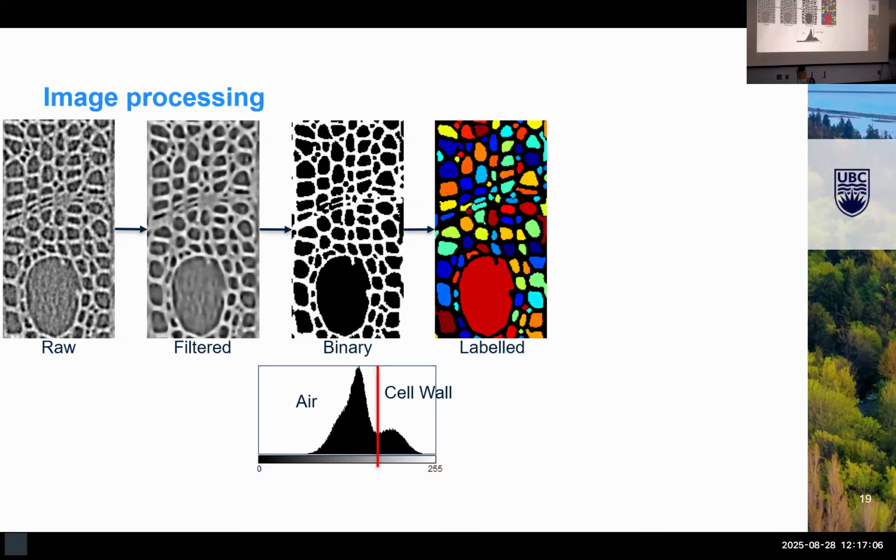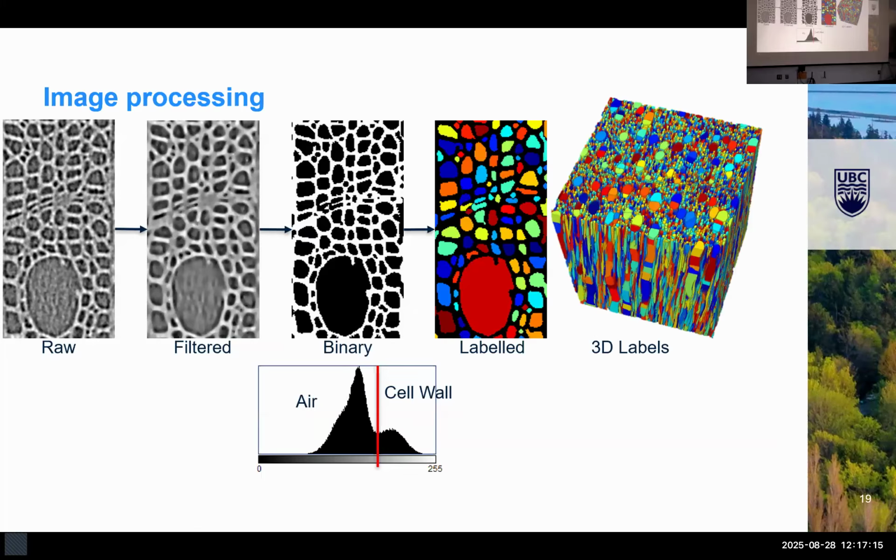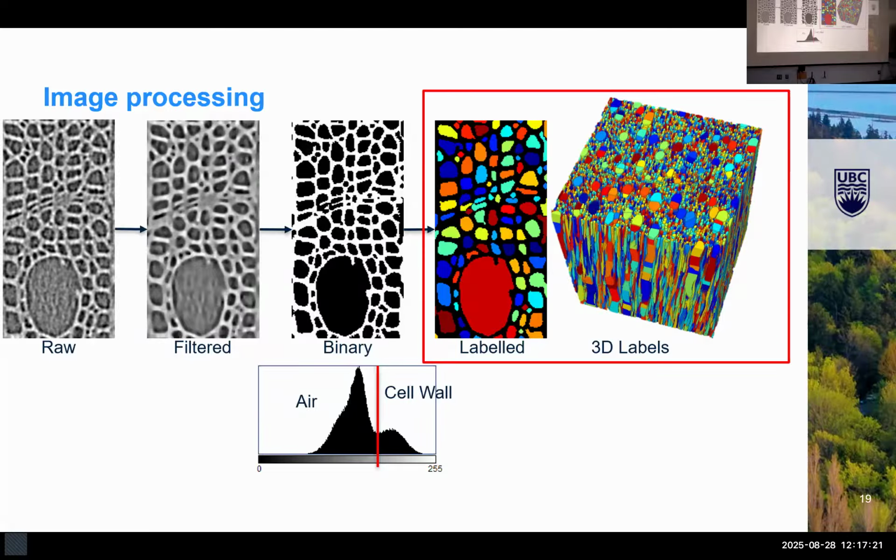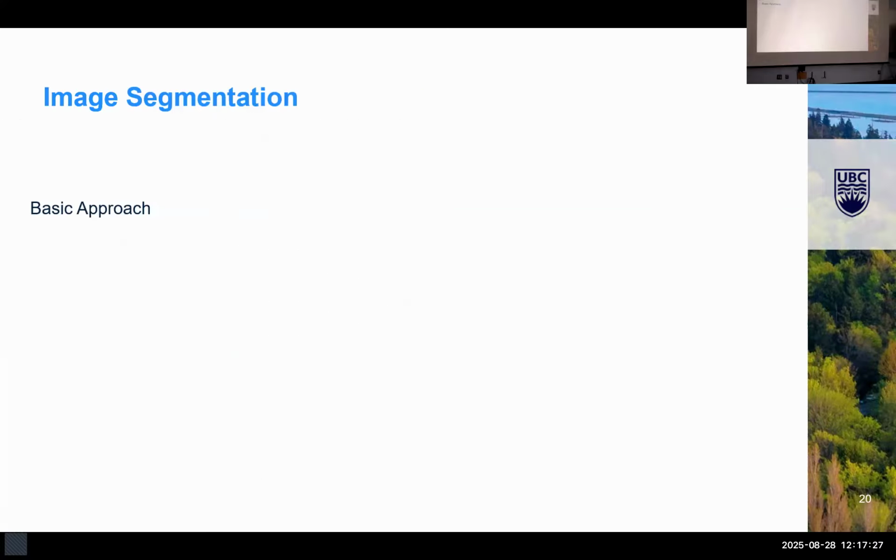Then we move from that to a labeled image. That's where each one of these void spaces now has a unique integer applied to it, and that's carried out in 3D. So you end up with this whole 3D labeled image. But this is a fairly complex step most of the time, so I think it's worth spending a little bit more time on how we did that.